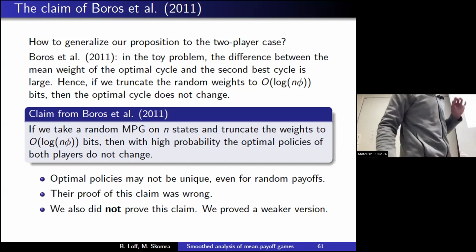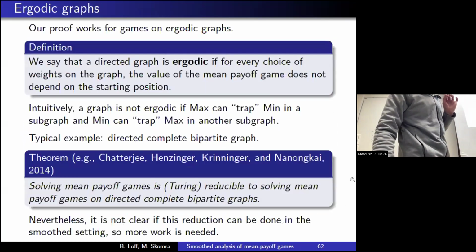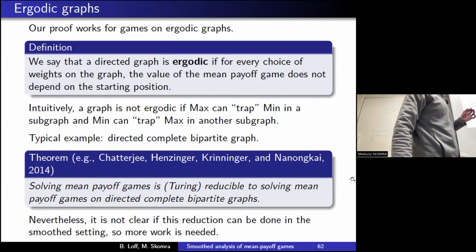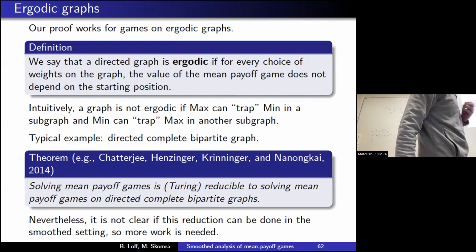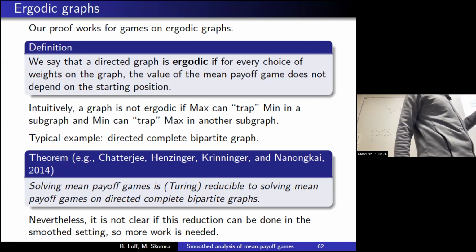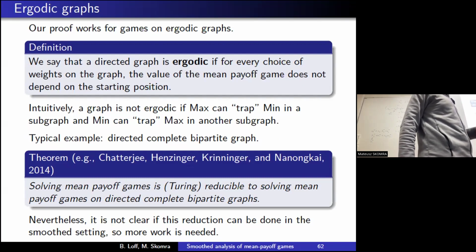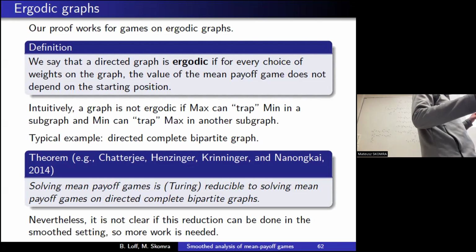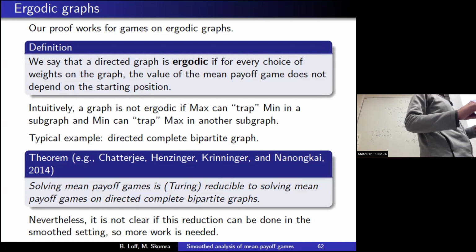In order to prove this weaker, more precise version, we somehow use this notion of the Blackwell bias. Here is a slide about the assumption that we have. Our proof, for now at least, works on the assumption that your graph is ergodic. An ergodic graph is a graph in which, for all choices of payoffs, the value is the same on all coordinates.